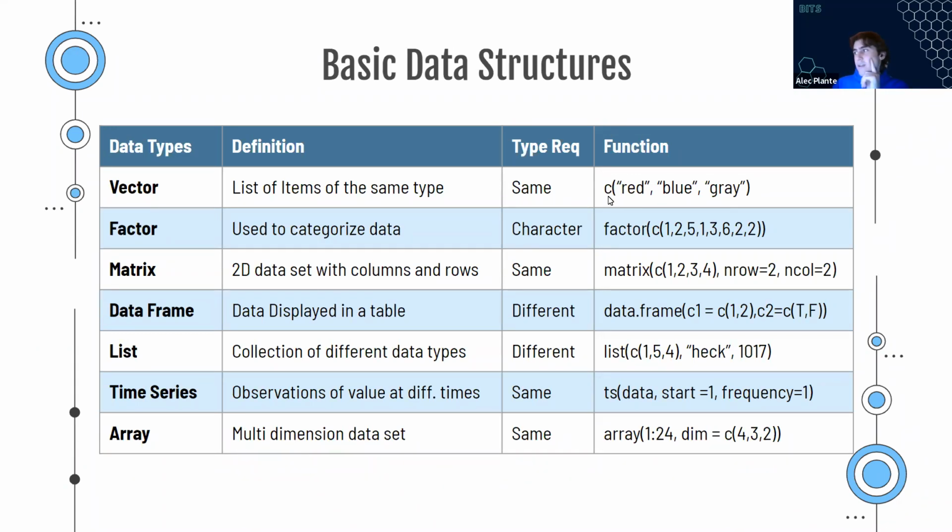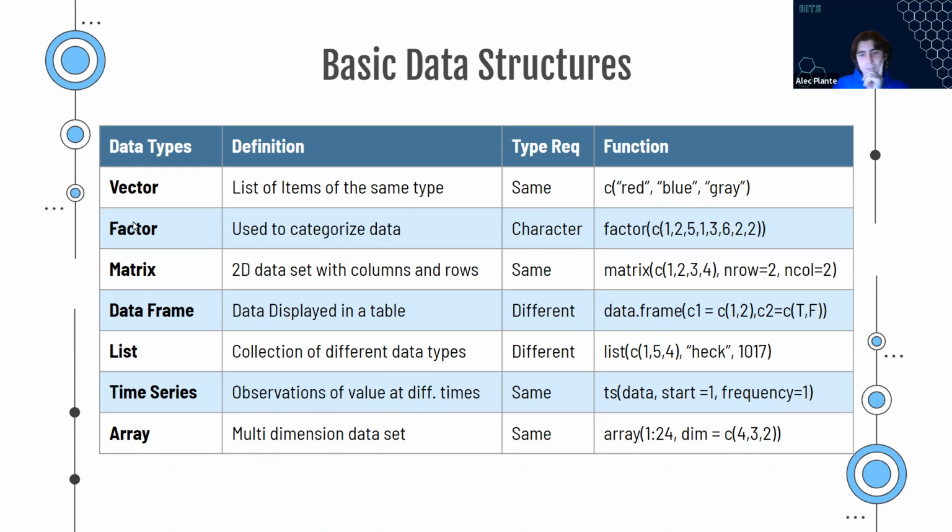If you see this here, c, the c function is how you create a vector. So if you do c of red, blue, gray, that'll basically give you a vector of red, blue, and gray. If you add a 5 to it, or a numeric value, it will turn into a character or a string, which is interesting to note.